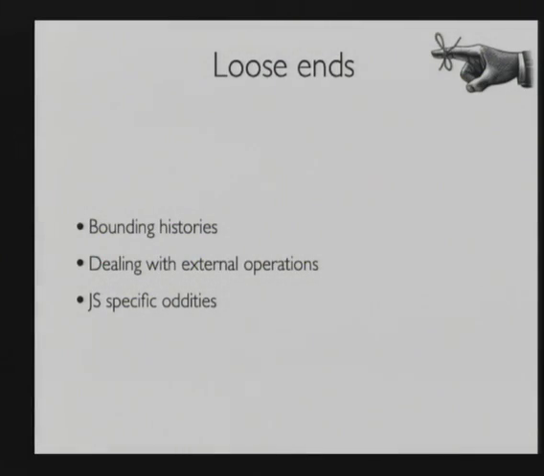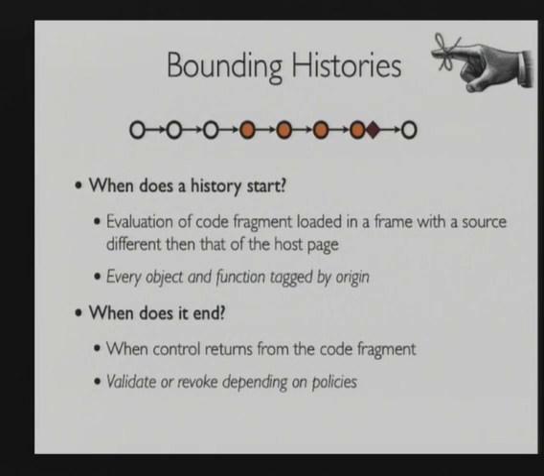So there are a number of loose ends that I should mention. The first is, when do we start recording a history? What are the bounds? How do we deal with operations, when you're recording a history, that communicate with, say, the file system or something outside of the JavaScript interpreter, and some JavaScript oddity. So the first thing is, how do we bound histories? Well, it's simple. Every time you start executing code that comes from the untrusted world, you start a history. When you finish executing that piece of code, we'll stop it. And we validate at the end.